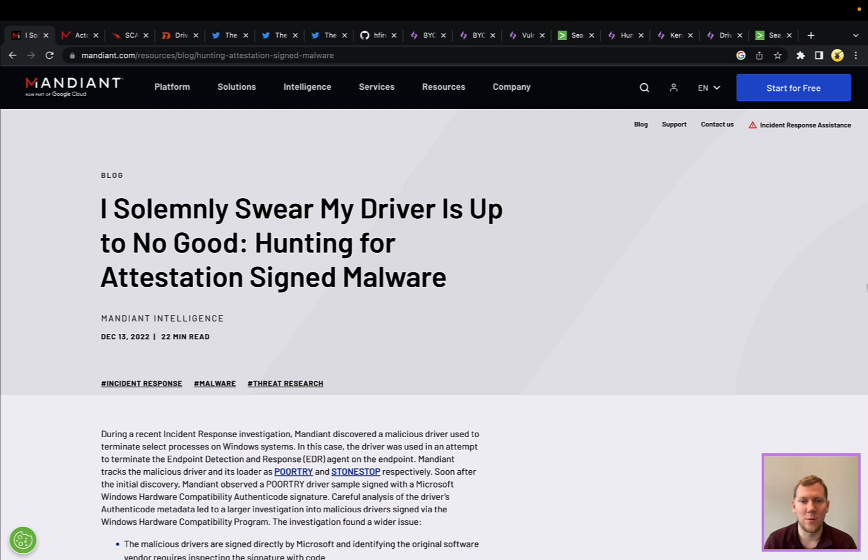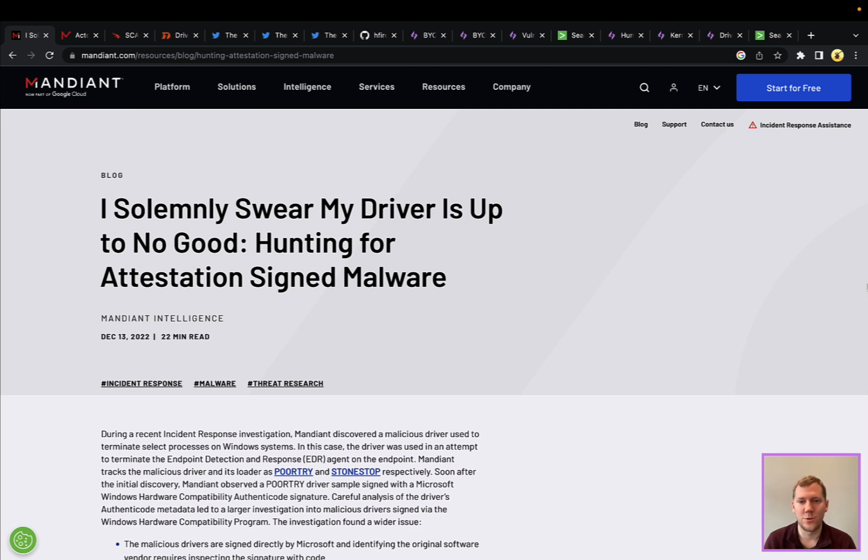So let's talk about what a driver is at a high level and why somebody would want to bring their own vulnerable driver. Drivers on Windows allow you to operate with the kernel and interact with that at a lower level. Think about how your keyboard or mouse or video card interact. These drivers allow them to communicate with the operating system at that low level.